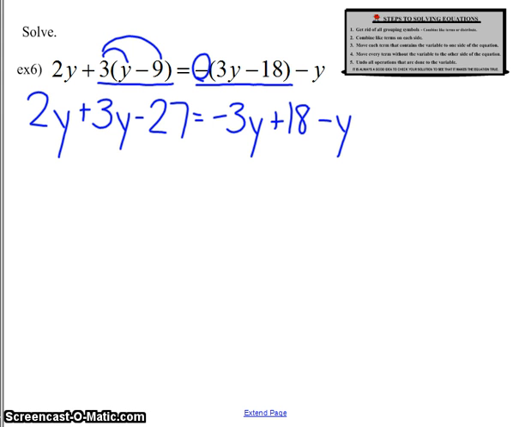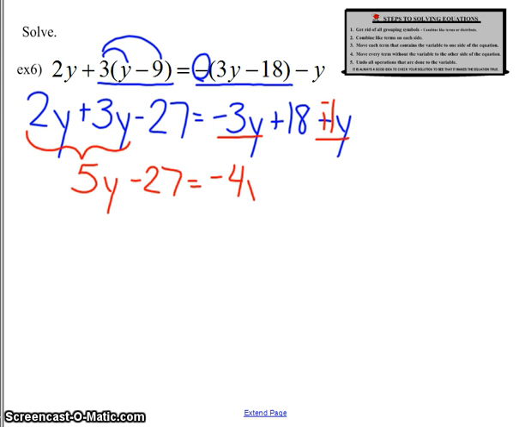Now we're at the point where we have like terms on the left, like terms on the right. So let's take care of putting those together. A 2y plus a positive 3y is easily 5y. And bring down the minus 27. On the right-hand side, I have a negative 3y and a negative 1y. That together is negative 4y. And we'll just bring down the plus 18.